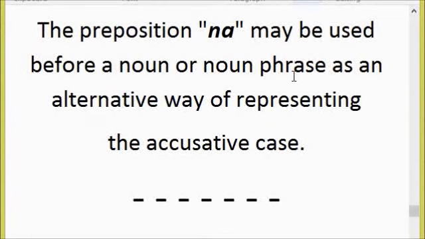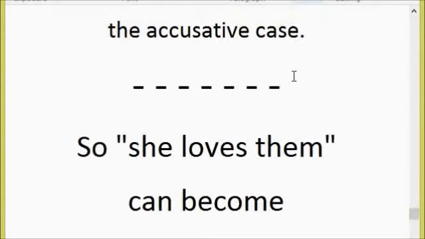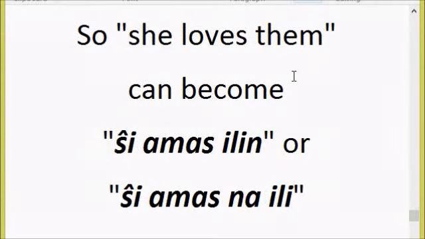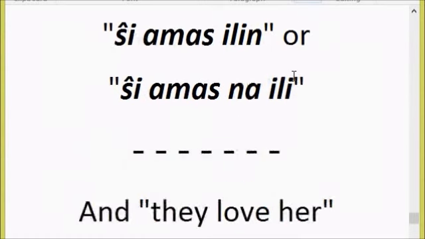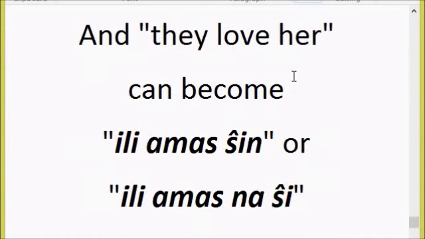The preposition na may be used before a noun or noun phrase as an alternative way of representing the accusative case. So, she loves them can become she amas ilin or she amas na ili. And they love her can become ili amas shin or ili amas na shi.